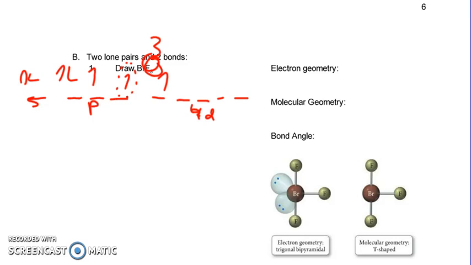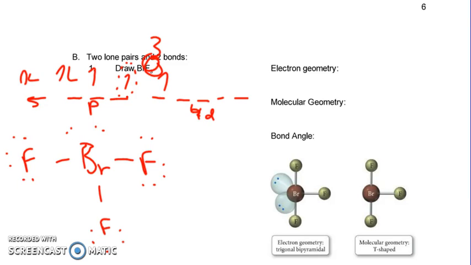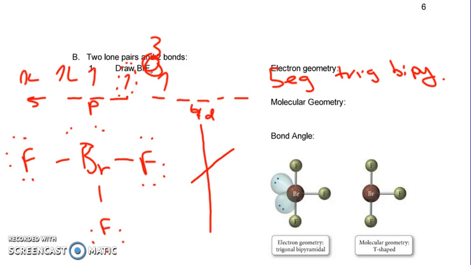So let me draw this. I have bromine with 2 lone pairs. All right, I'll go like this. Here's my fluorine, here's my fluorine, here's my fluorine. Remember, you want optimal distance away. Okay, so now what? The electron geometry, I have 5 electron groups as I had before. So it's trigonal bipyramidal. Okay, my molecular geometry, however, is going to be this. Now watch, here is my general shape.